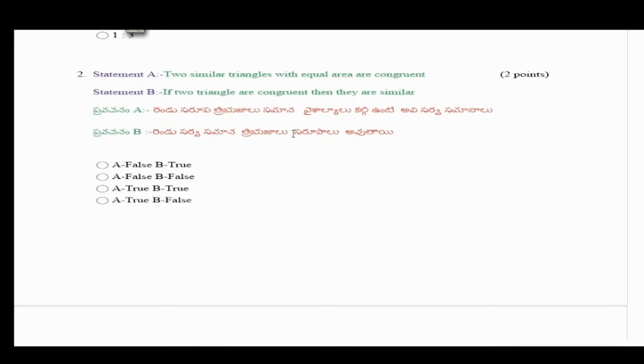రెండు సర్వసమాన త్రిభుజాలు స్వరూపాలు. So if we take Statement A, this is a true statement. Why? Because two similar triangles with equal area are congruent, which we proved yesterday. If two triangles are congruent, then they are similar. Yes, it is also true. If they are congruent, they must be similar. But the converse is not true. That is, if they are similar, they need not be congruent. So the given statements are true.